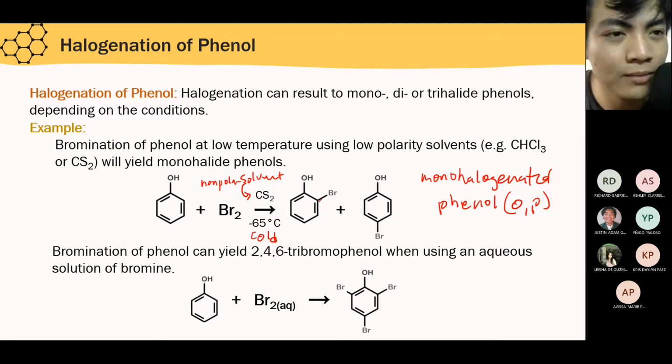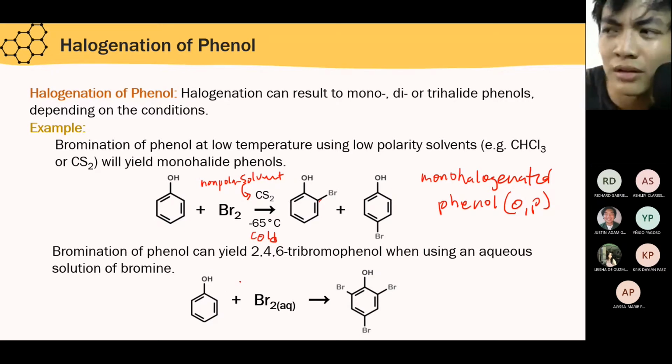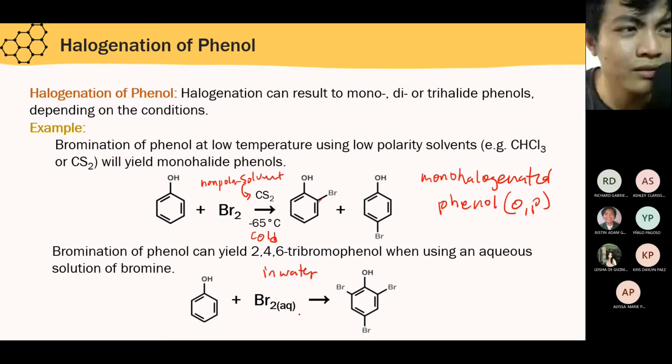Pero kapag yan ay nilagay mo sa aqueous solution, o nilagay mo sa water, magiging siya trihalide phenol.